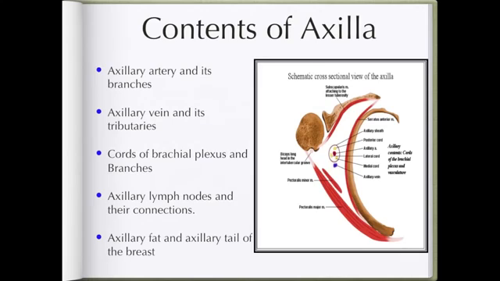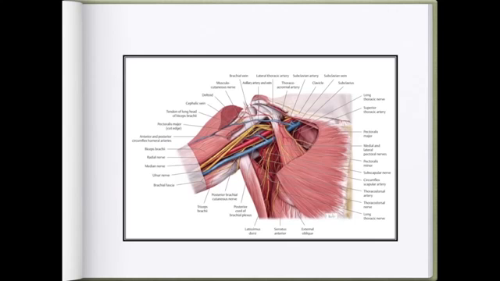Now, these are the contents of axilla. Axilla contains the axillary artery, veins, cords of brachial plexus, lymph nodes, axillary fat, and sometimes the axillary tail of the breast. But now I'm going to divide the next lecture into these parts, and in the next lecture we'll talk about brachial plexus in detail.